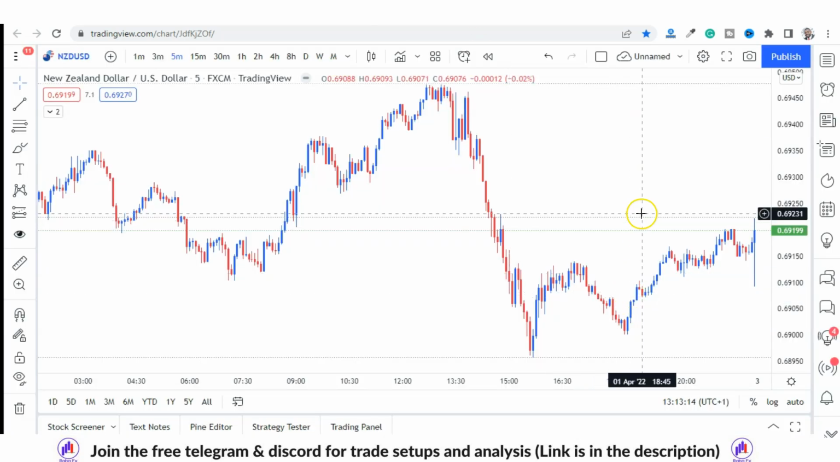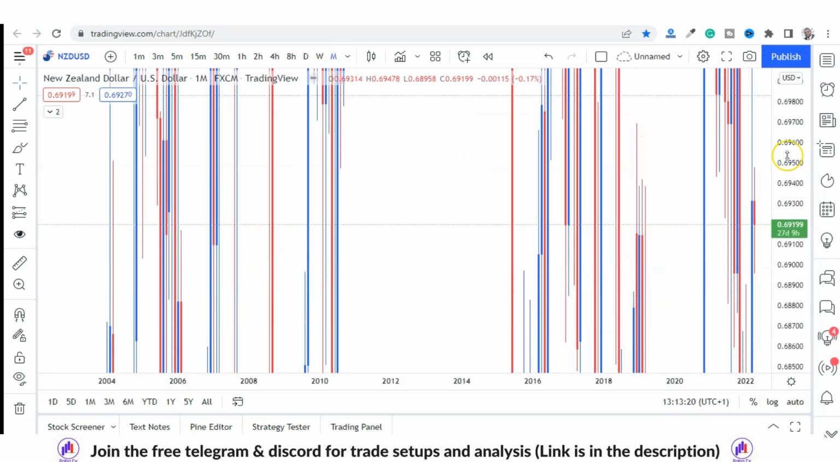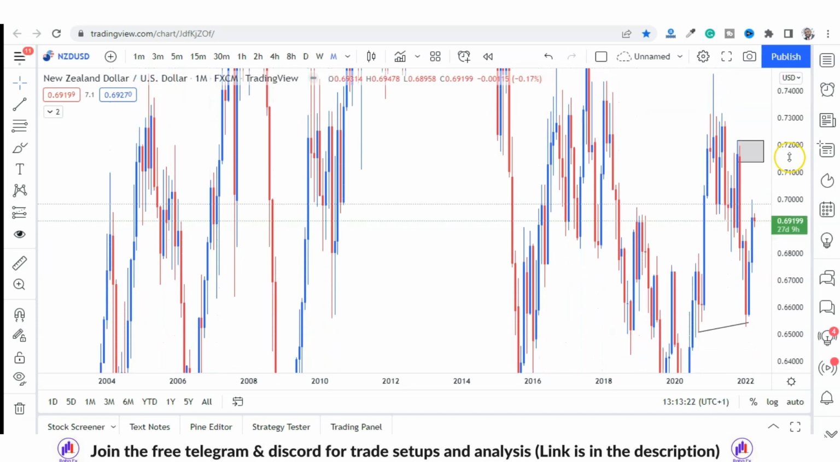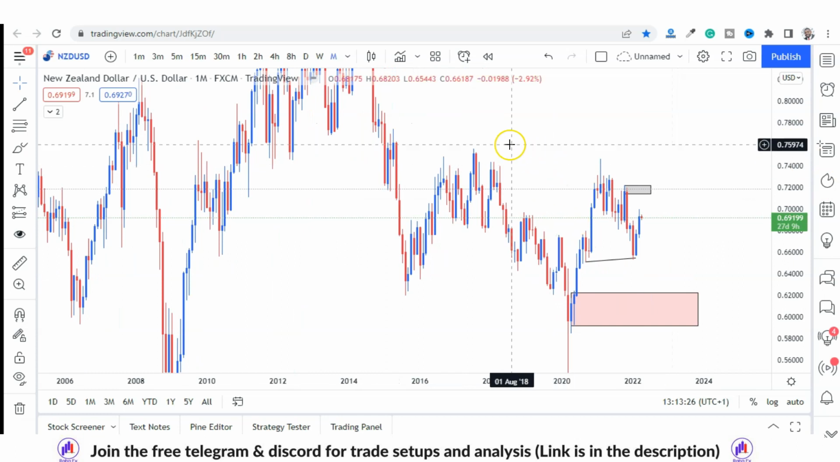New Zealand dollar USD on the monthly time frame. What can we see here? One minute, please. Stay with me.